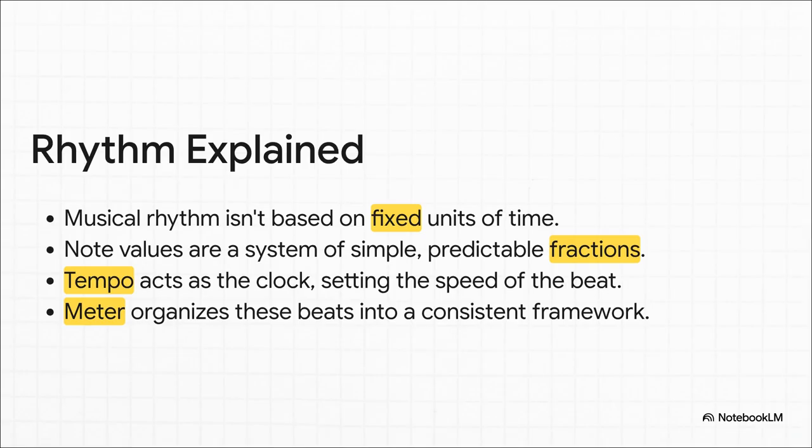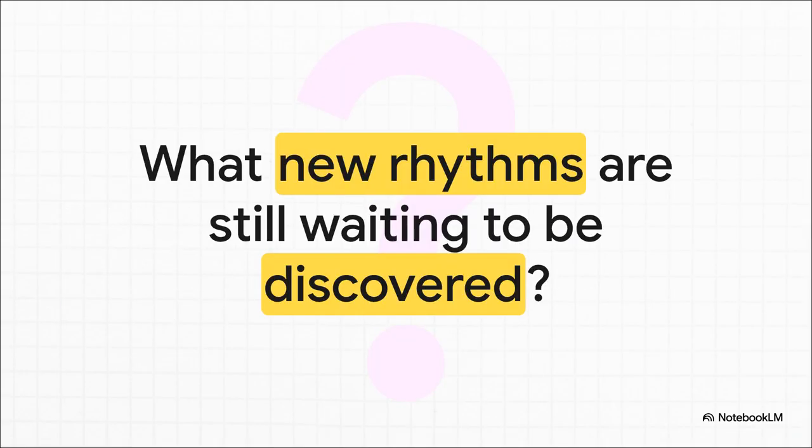It's all about relationships. And what's crazy is that this simple system of relationships has been the foundation of Western music for over 400 years. I mean, think about it. The same basic principles connect everything from Bach to Billie Jean. It's this incredible blend of math and art, which really makes you wonder, right? After all this time, what new rhythms are still out there just waiting to be discovered?